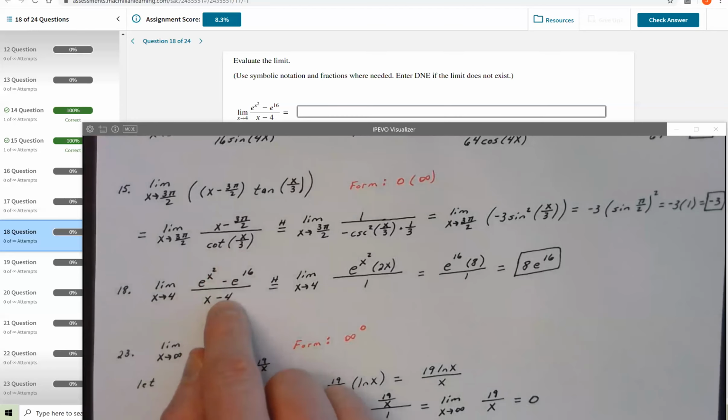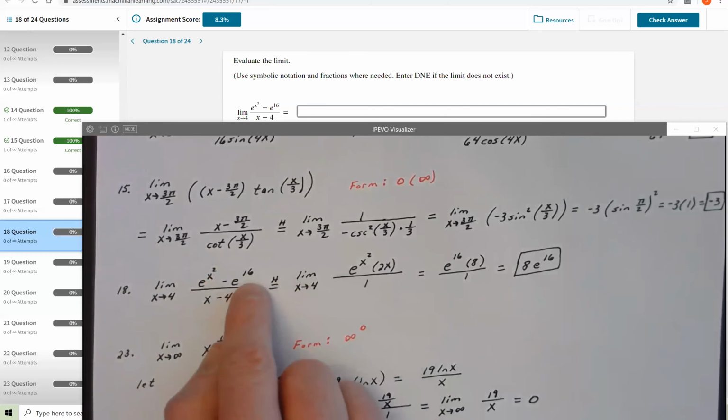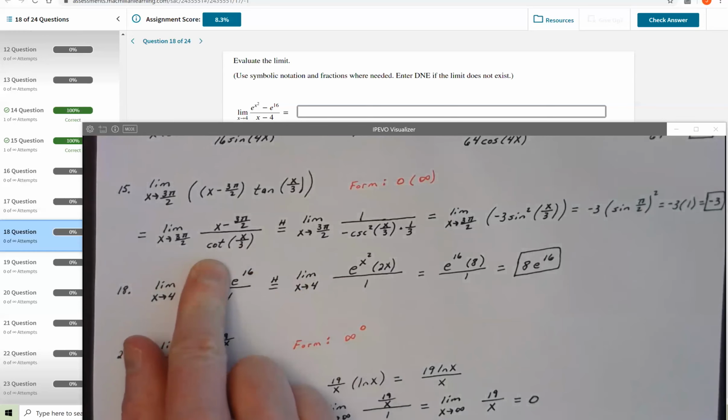So we get 0 over 0. I use L'Hopital to try to figure it out. I take the derivative of the numerator. You know the derivative of that second exponential is just 0 because that is just a number. Derivative of any constant is 0.